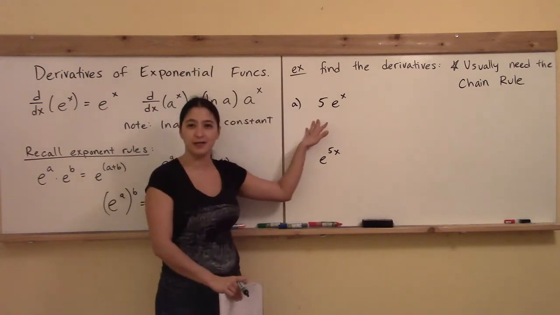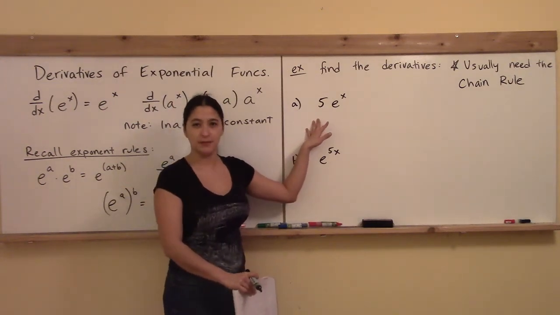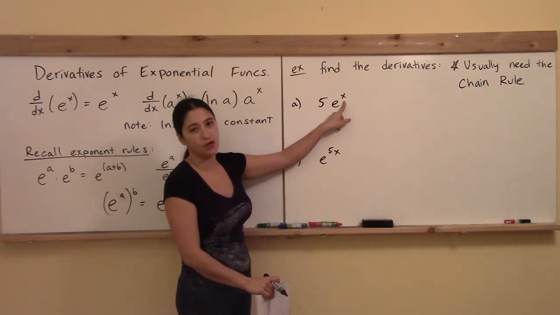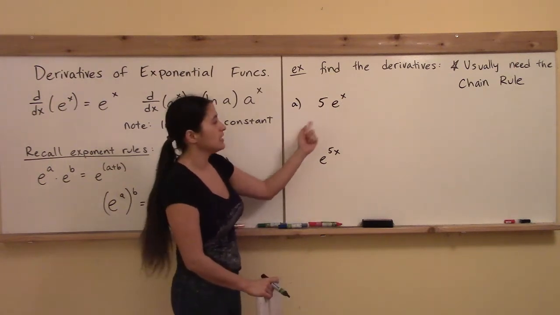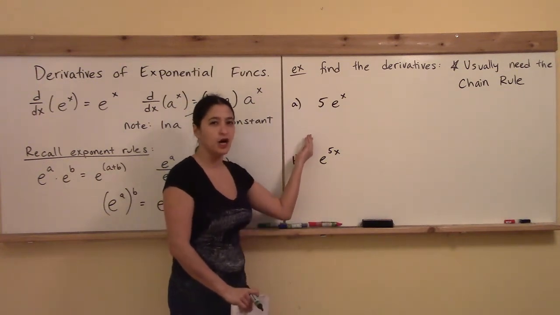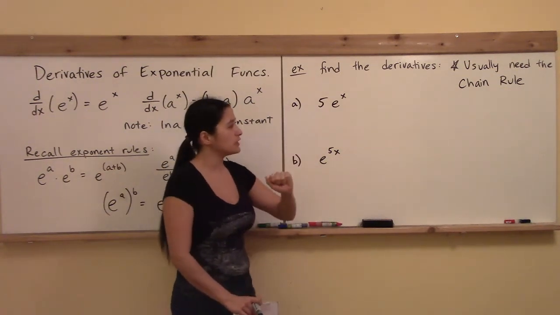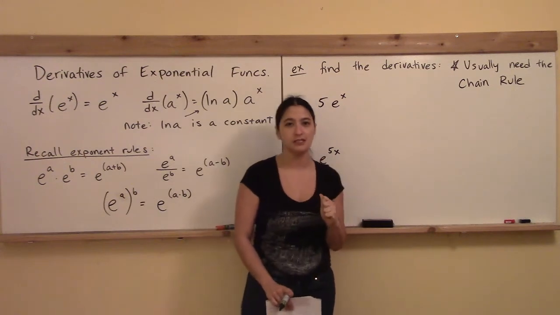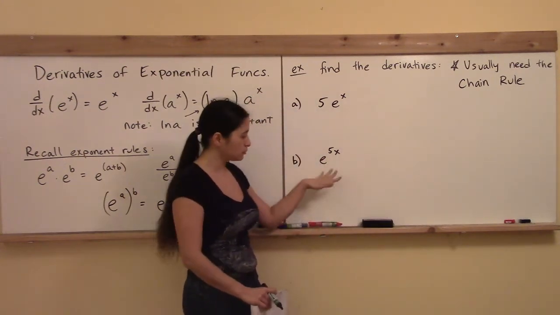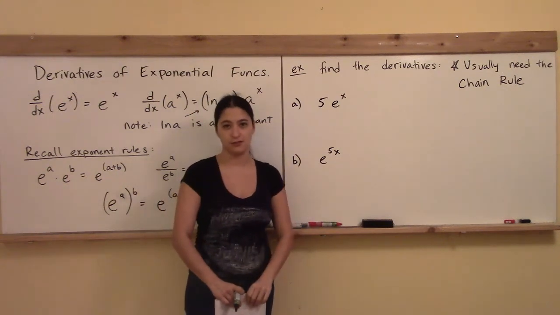However, this first one doesn't need the chain rule, because you can see the base e is simply raised to the x. It's not raised to a function of x. And then I just put a 5 in front of it. So this one you're just going to be using the constant multiple rule, and I just want to test to make sure you understand the basics before we make it more complicated. So go ahead and try this one, and also try this one before I give you the answers.